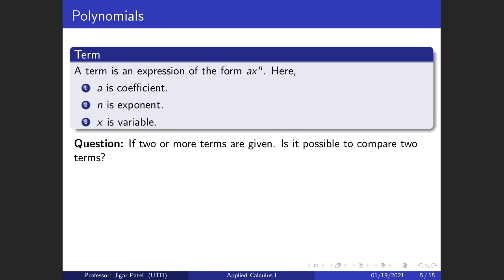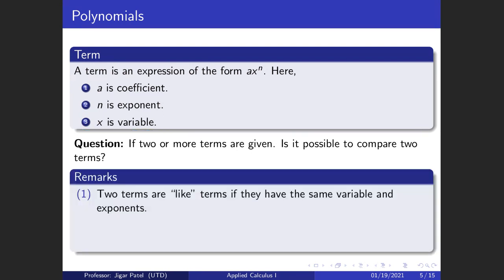I'm going to answer that question in terms of two remarks. Remark number one: two terms are like terms if they have the same exponent and same variable. So I want these two features to match. Two terms are like terms if they have the same variable and same exponents.